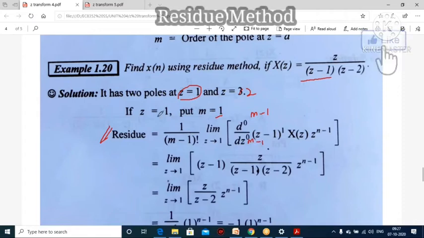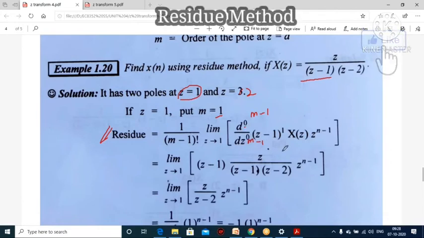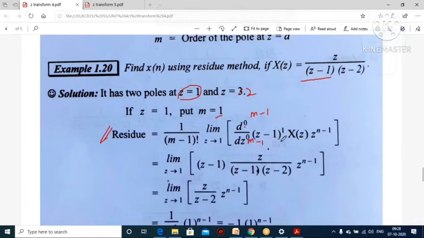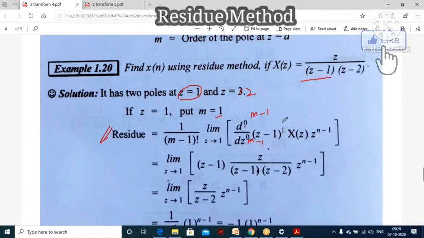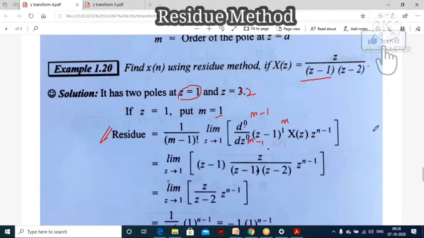Into poles (z minus 1) into X(z) z to the power n minus 1, right? So this is your formula. Here m equals 1, so I substitute 1 minus 1, it becomes 0. Here also 1 minus 1 becomes 0. (z minus 1) whole power m, here you get m, so I put (z minus 1) to the power 1, X(z) z to the power n minus 1. By using this formula, I substitute all these conditions here.